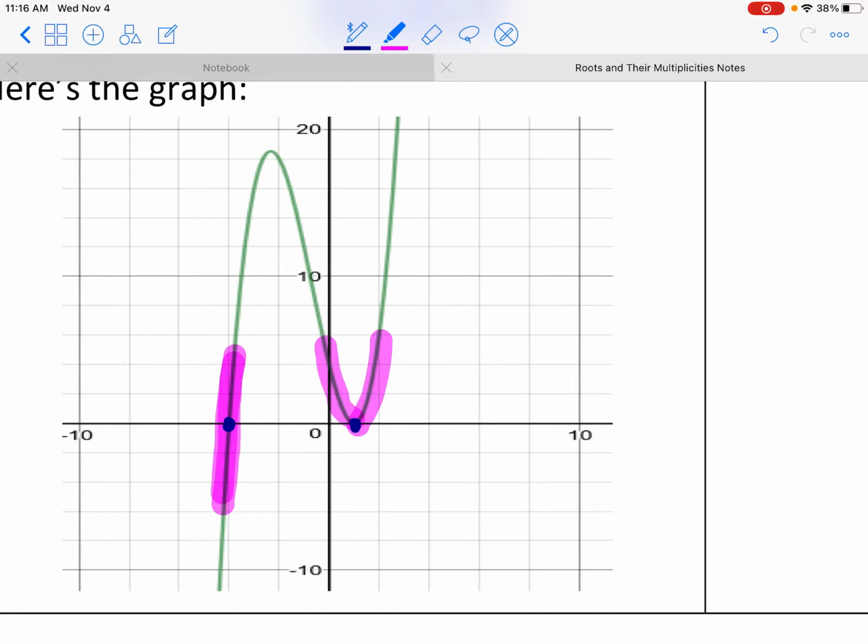That bounce behavior happens when our roots have even multiplicities, meaning they happen twice, or 4 times, or 6 times. If our root happens an even number of times in our function, then it's going to bounce off of the x-axis. If our root has an odd multiplicity, meaning it happens once, or 3 times, or 5 times, or 7 times, then it will go through the x-axis.